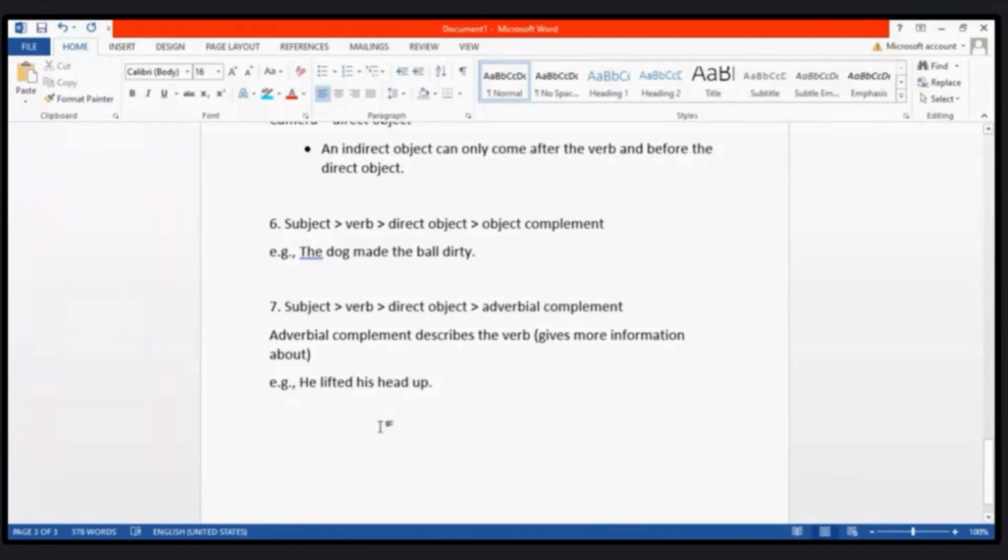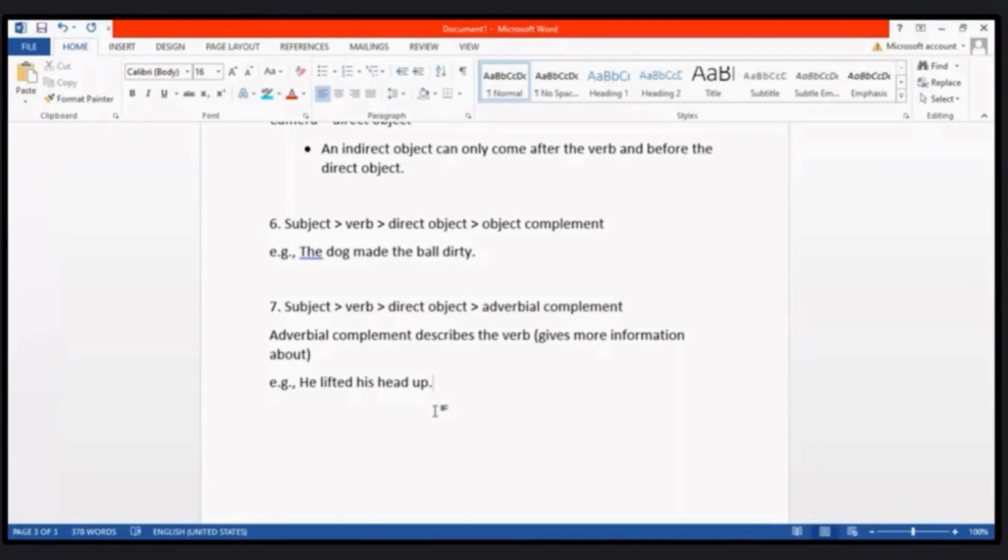He lifted his head up. You could say in Bangla, I don't know how to say it, probably if somebody can help me in Bangla. He lifted his head up. Is that it? Probably that will be the description, I suppose. So this up, lifted.